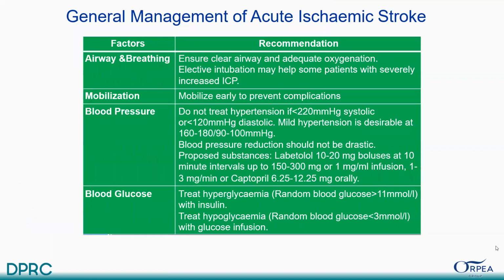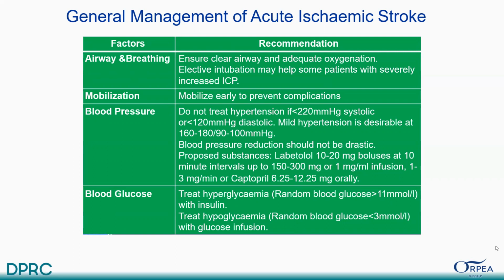General management of acute ischemic stroke. Airway and breathing: ensure a clear airway and adequate oxygenation. Elective intubation may help some patients with severely increased ICP. Mobilize early to prevent complications, but I'd prefer that we do the mobilization in the bed and prevent moving out of the bed for the first 24 hours.